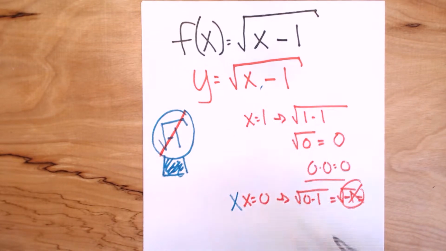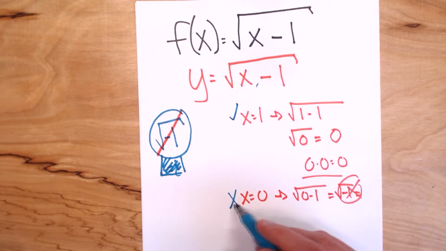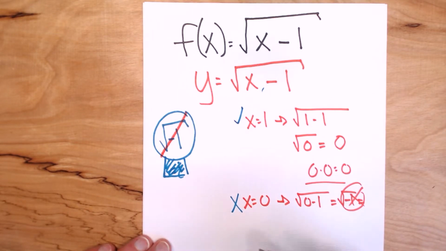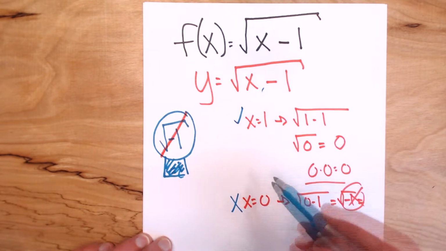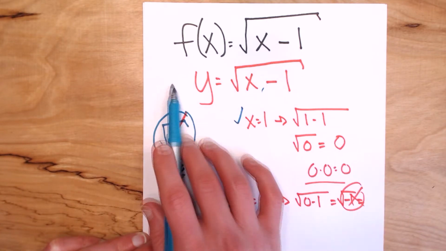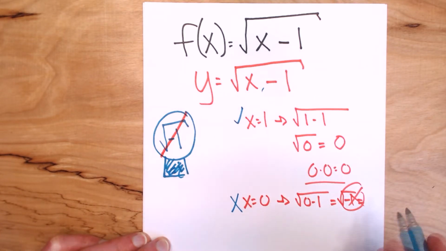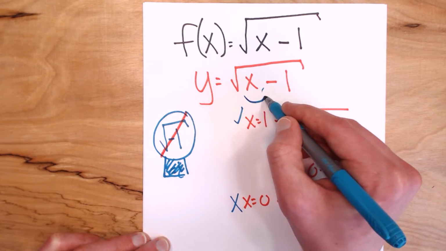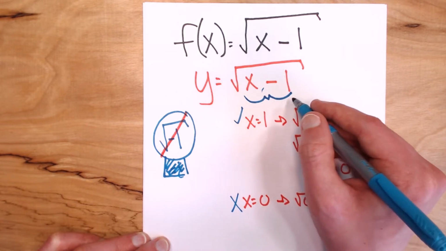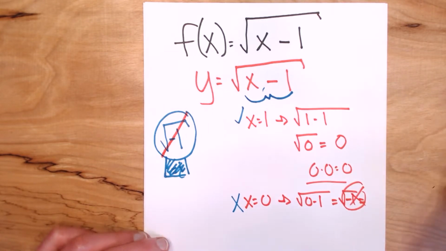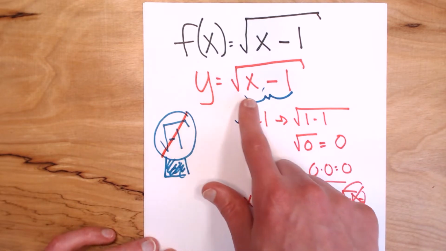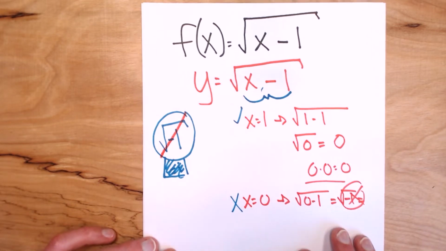So we know that x equals 1 is fine, and x equals 0 is not okay. But where in between these two values does our function start running into issues? When do we start having problems? The question is, when is the inside of the square root just barely negative? So for what values of x is the inside of this just barely negative?